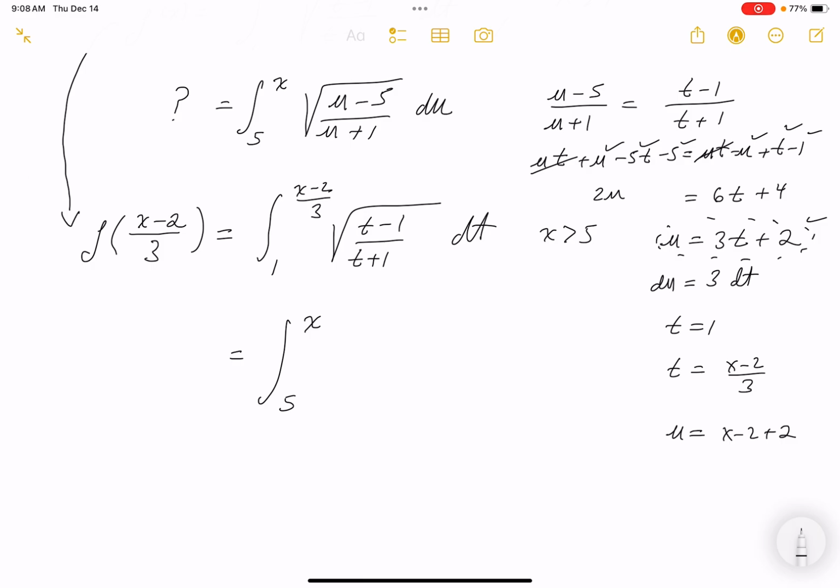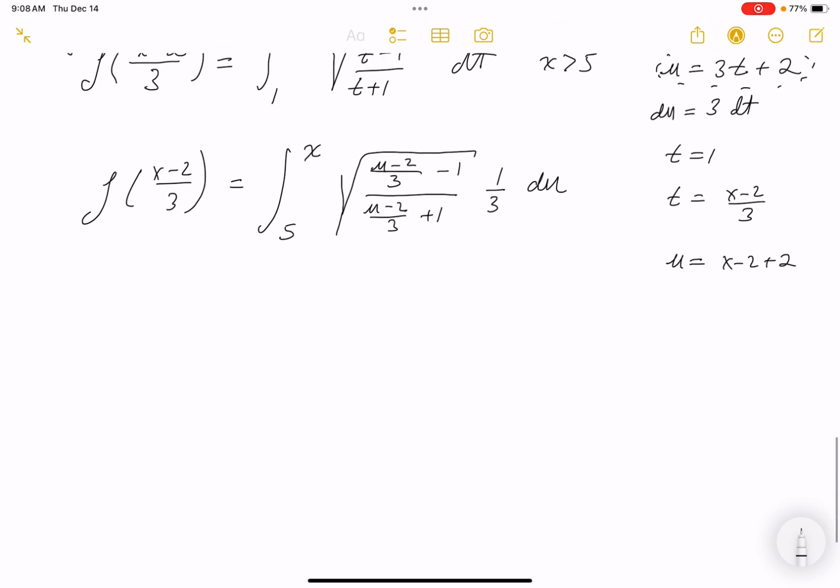Let's keep going. And let's see, what's t equal to? Well, u minus 2 over 3. Write that down: (u minus 2) over 3 is what t is equal to. Now minus 1, what goes on bottom? (u minus 2) over 3 plus 1, and then you get a dt. And what's dt equal to? One third of a du. Well, this is equal to f of (x minus 2) over 3.